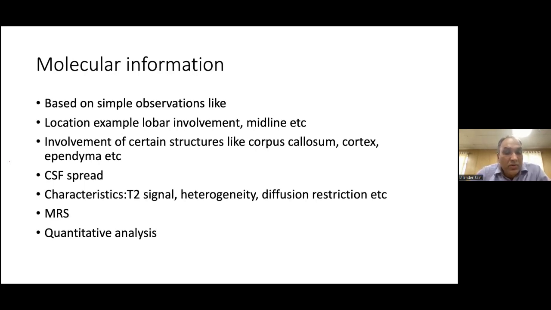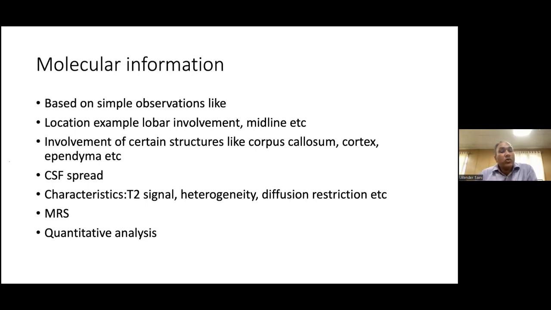CSF spread is a feature of some of the tumors. For example, medulloblastoma in children tends to show a lot of CSF spread. Ependymoma can show CSF spread, and even high-grade gliomas can uncommonly show CSF spread. Other characteristics, for example, multiple lesions. Multiple lesions are a more common feature of high-grade glial neoplasms.